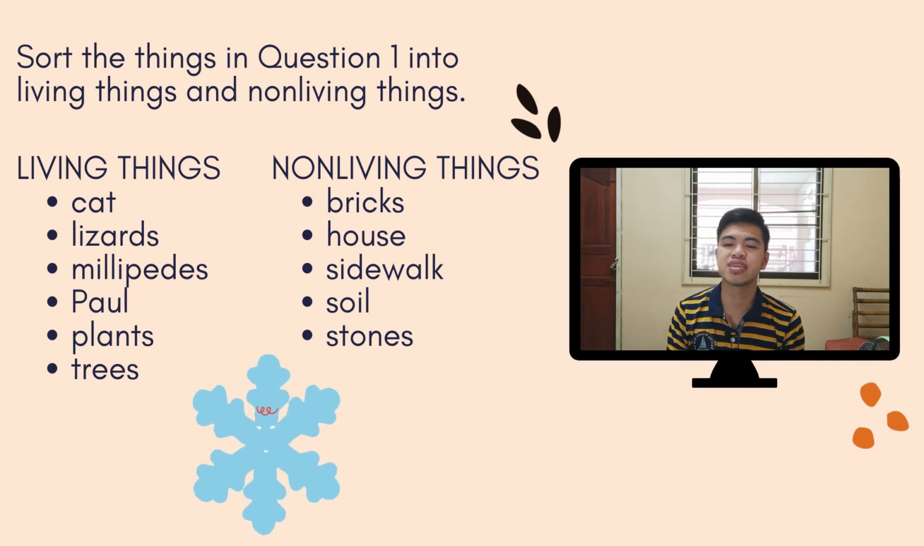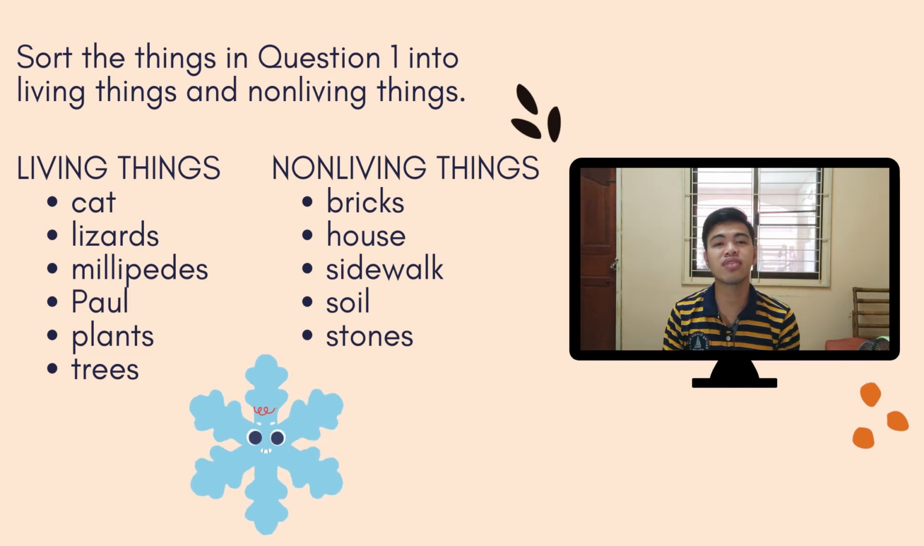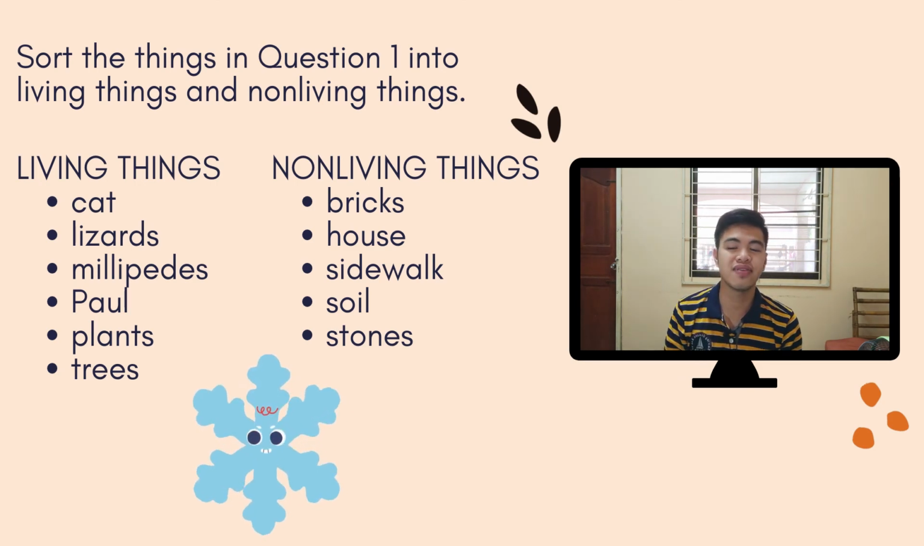So now let's go to the second part. Okay, we're going to sort the things in question 1 into living things and non-living things. Okay? If you go back to the first part in the story, we had marked it already with green and brown. So the green are the living things and the brown are the non-living things. So it will be easier.